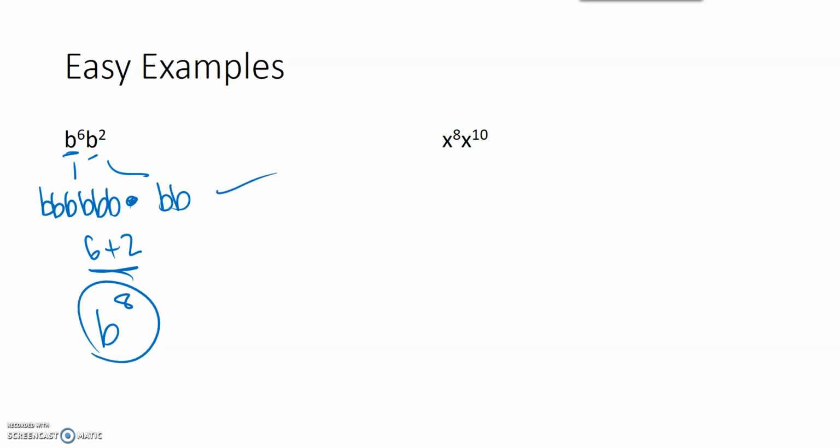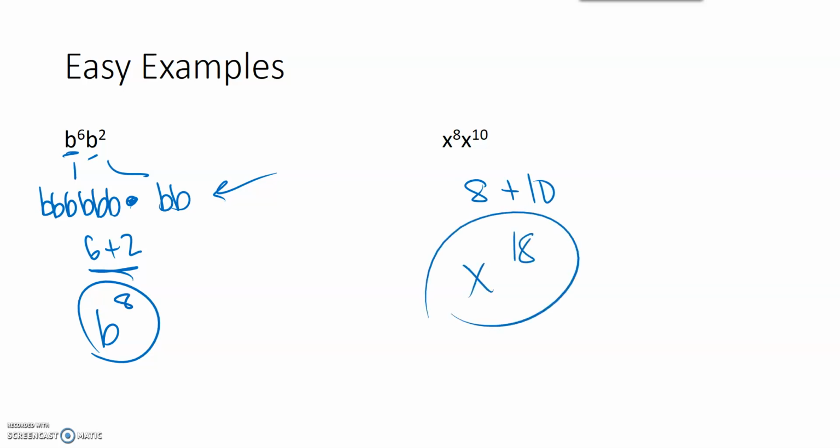Now I do not need to see this step here unless you want to show it to me, you want to see how it's working, because I know that you can add 6 and 2 and you can get 8. And if you can't do that, you have a calculator. So I just need to know the answer for this one. On this one, I'm not going to write it all out. I know that I have 8 x's here, and I'm going to add 10 x's to it. That gives me 18. So my answer is x to the 18th. Okay. We're going to move on.